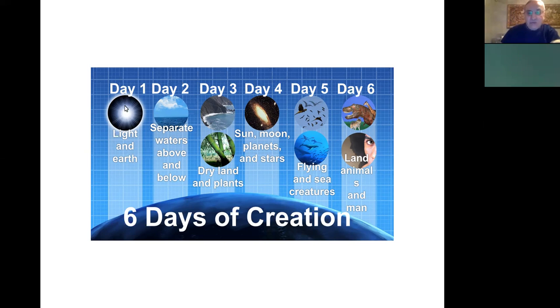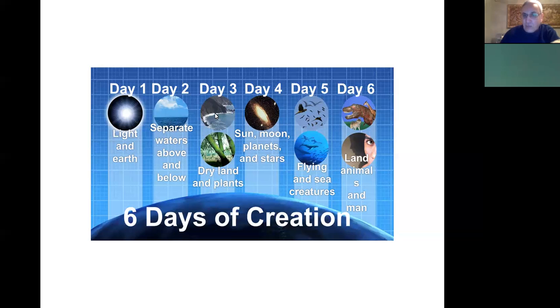So that's day one. Light and the earth. So the earth was surrounded with water. It was not just a hot blob as the evolution theory states. It was surrounded by water and he created heaven and earth. That means the space and matter, and created light and the earth. Day two, he separated water above and water below. And there are lots of questions about day two, but we'll come to that later.